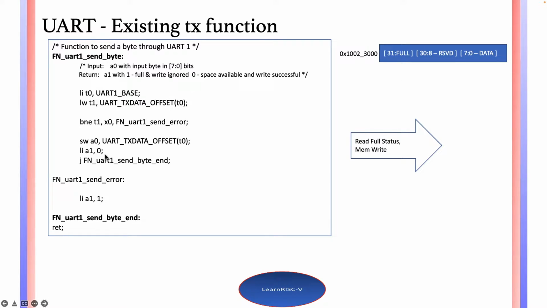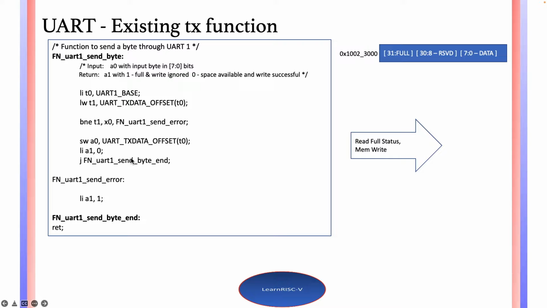So that means it was working, and you can't find anything wrong in this because this is the best that it can do. Read and check if there's a space in the FIFO, and if there's a space, then it will write back. But if there is no space, if the FIFO is full, then it will come back and set A1 as 1, and it will return, so that the caller can check if there is an error. Then it can try to send again.